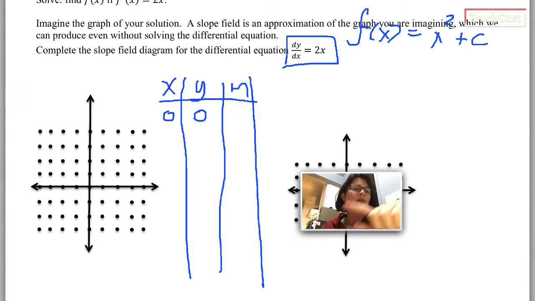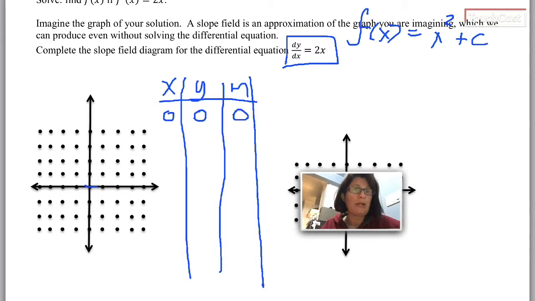So when x equals 0 and y equals 0, my slope, dy dx is another name for derivative, it's another name for slope, is going to equal 2 times x, and here I've said x is 0. So 2 times 0 is 0. That tells me that the place on this graph where x equals 0 and y equals 0, my graph should be flat. It should have a slope of 0. So what I do is I draw in a teeny tiny line segment with slope 0. And obviously that means horizontal. Slope 0 means horizontal.